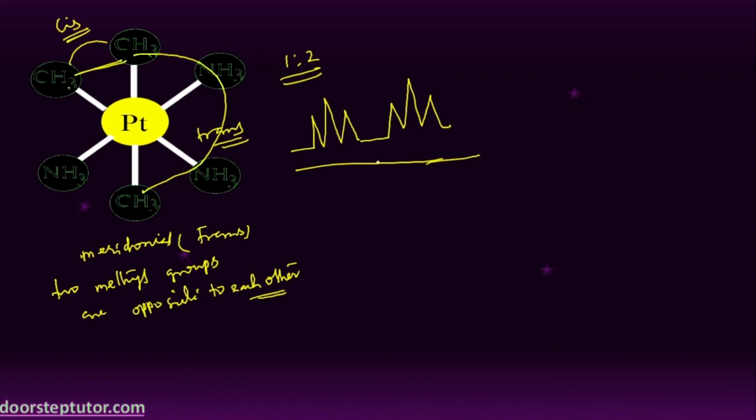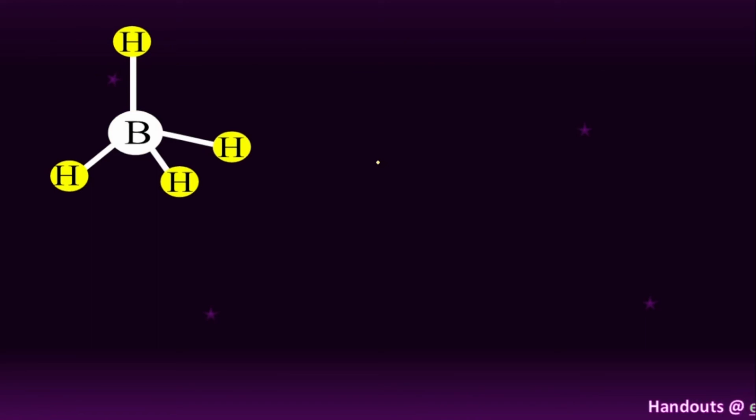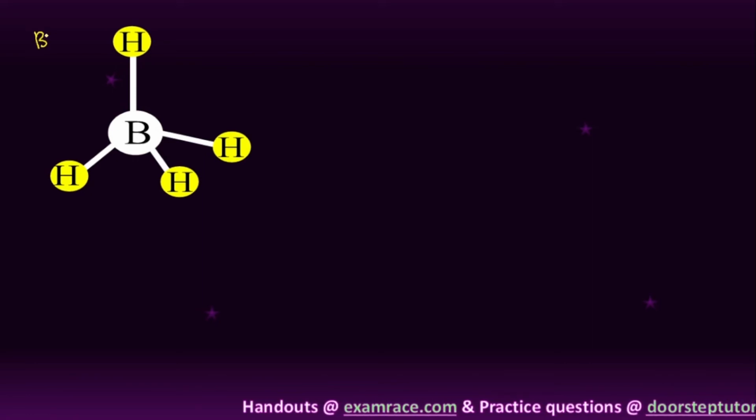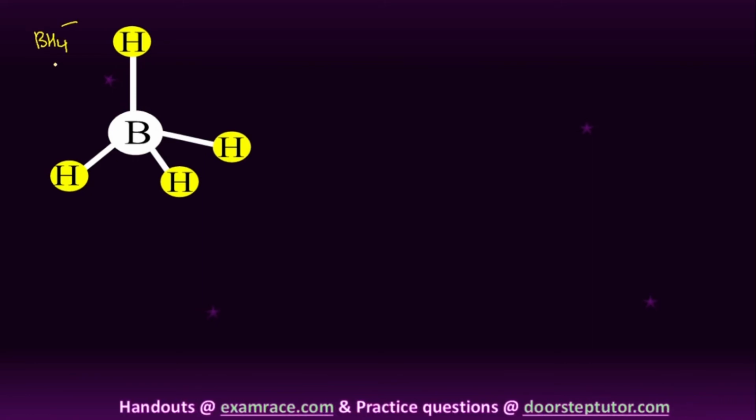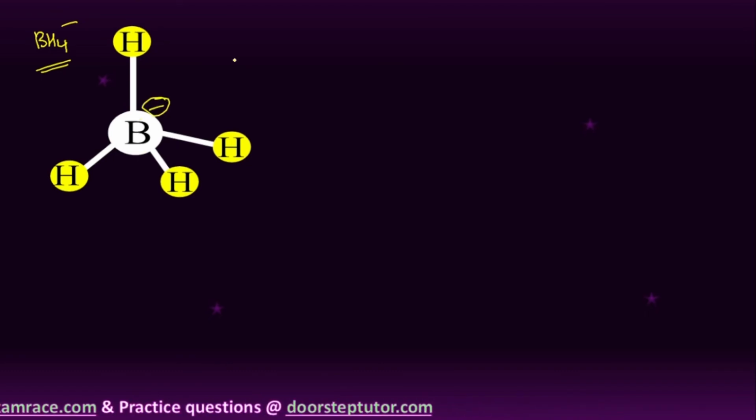Clear, students? So therefore it gives a triplet of triplet of meridional, and only triplet from the facial structure of the platinum metal complex, right? So then we will move to the BH4 minus, students. In the previous lecture we discussed BF4. So here we will discuss BH4 minus, students. Already we know this very well.